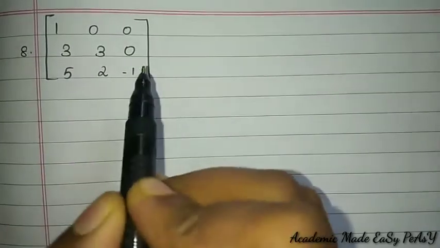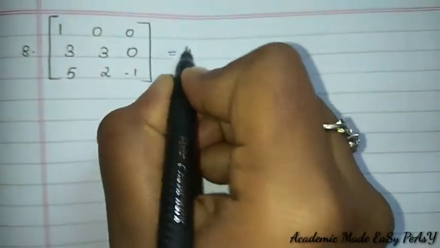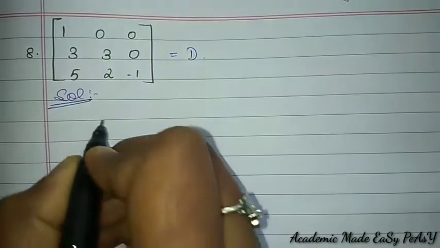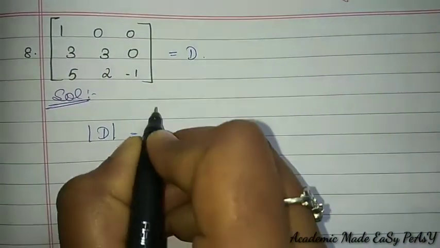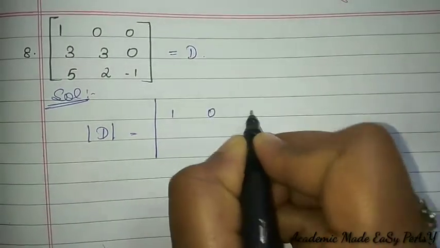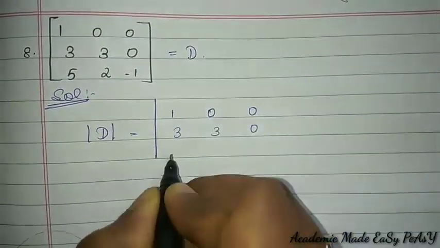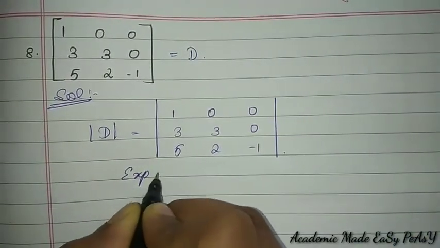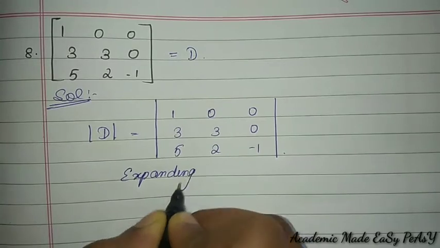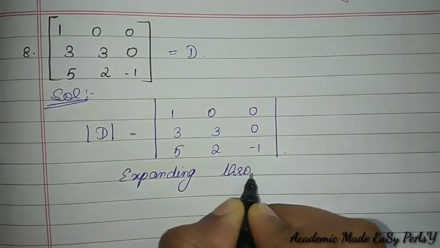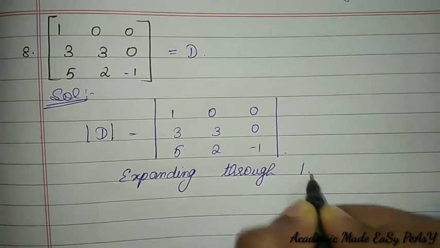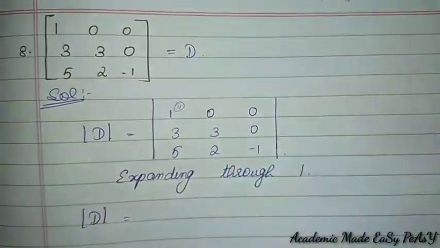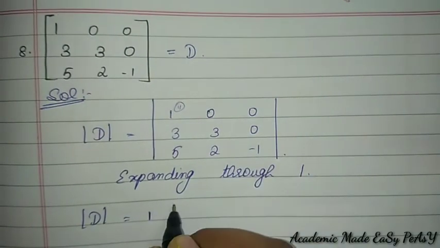Question 8, a matrix is given and let me take this as matrix D. So solution, let's start finding the determinant for D. Determinant D is equal to 1, 0, 0, 3, 3, 0, 5, 2, minus 1. I will be expanding the determinant through row 1 because that will be easy for us to expand. This is an even position, so I will take plus 1 only.